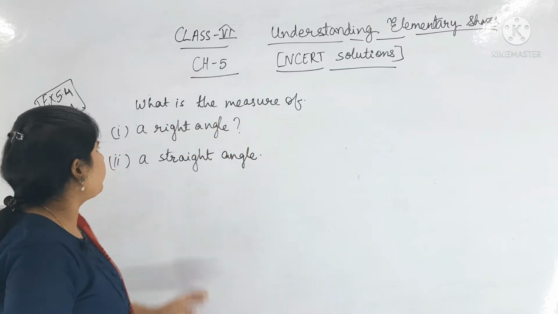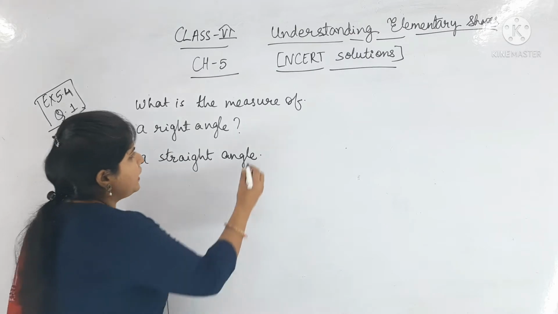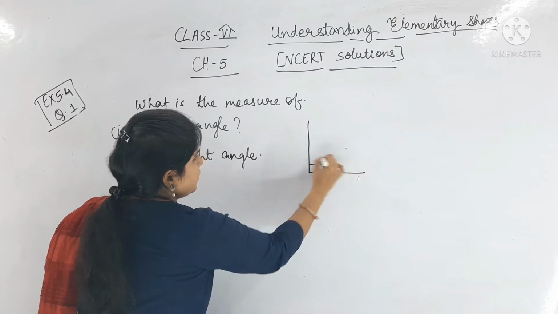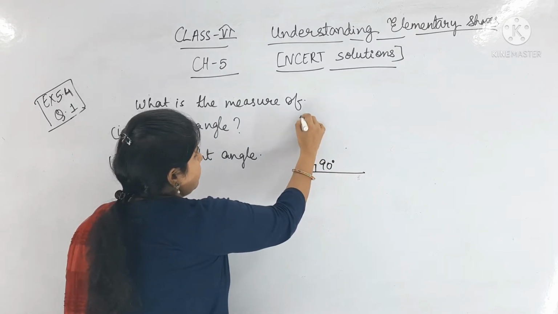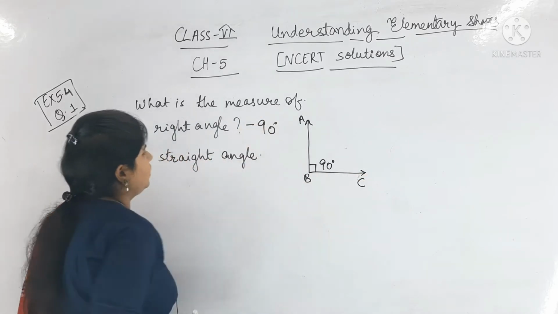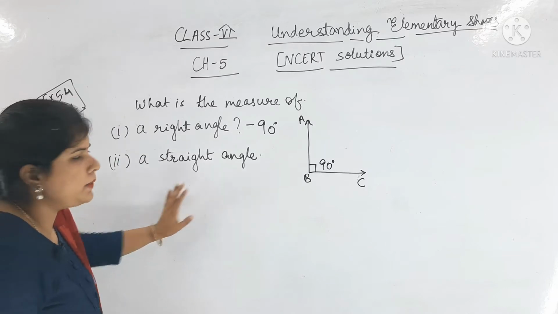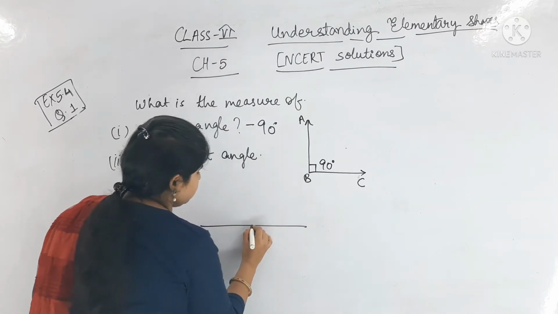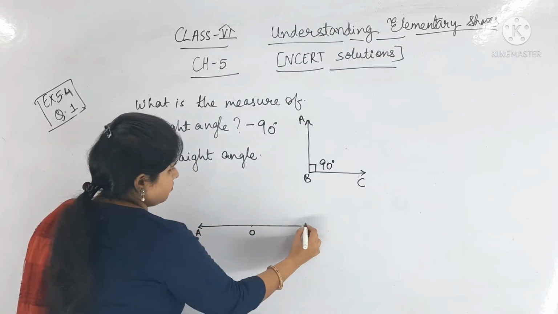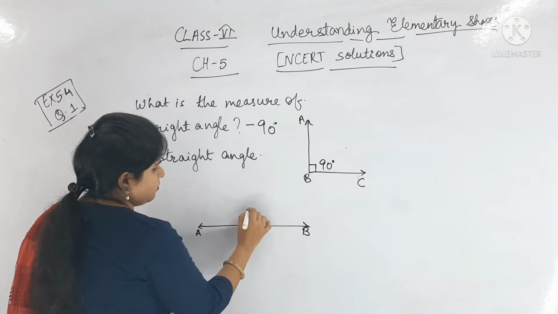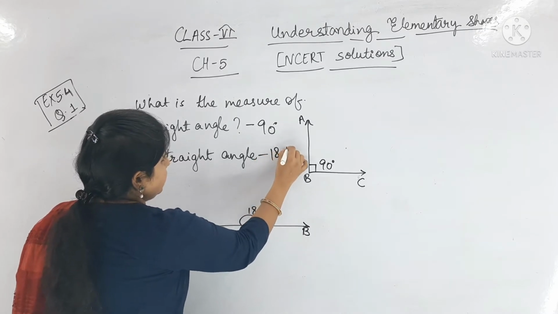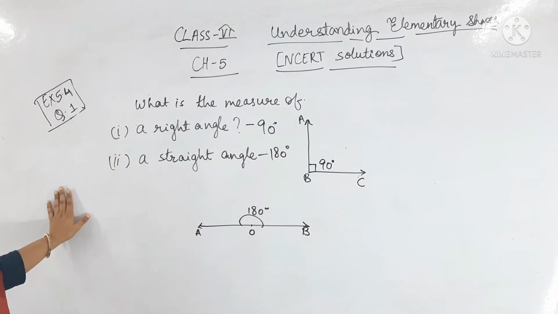What is the measure of, number first, a right angle? Here like this you have the right angle. So that is the measure of 90 degree. Here I am naming this angle ABC. So this is 90 degree. Number second is a straight angle. So like this you have the straight line. This is 180 degree. That is the straight angle. So you have to write 180 degree like this. So that is your question number 1.